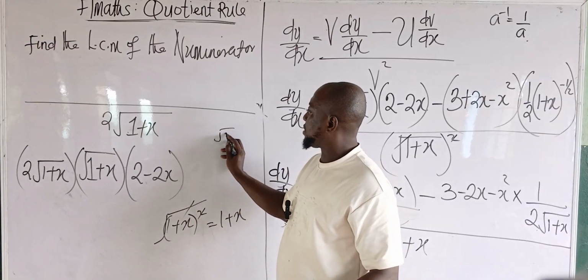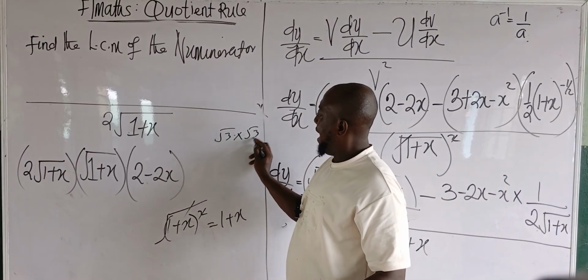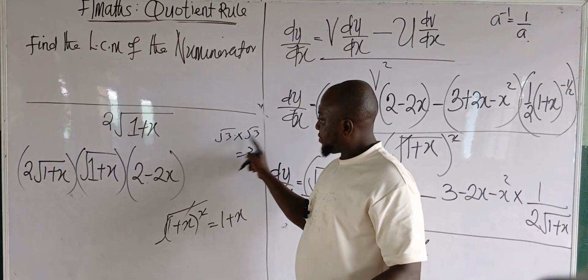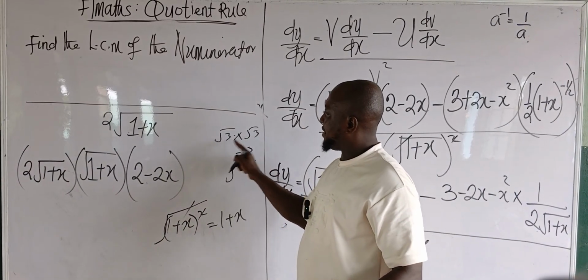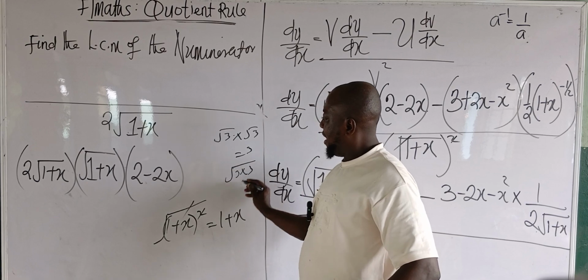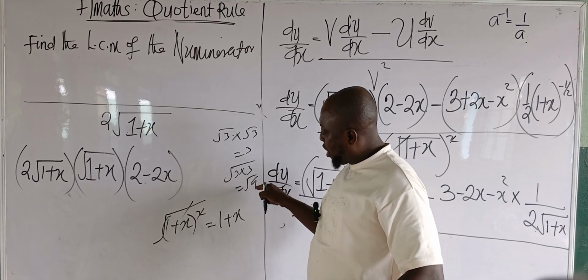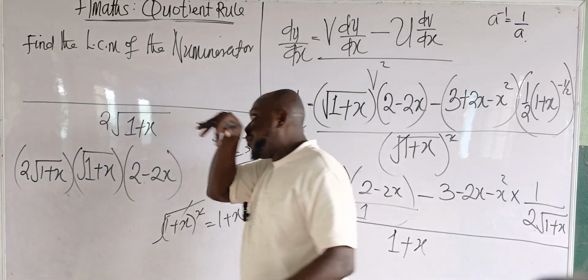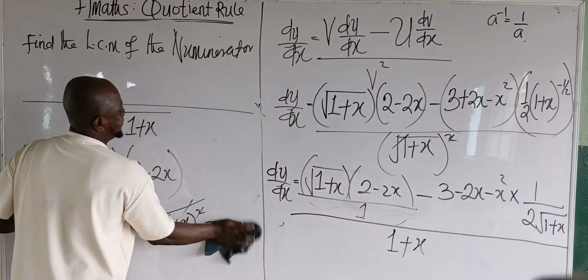Like this, when you have root 3 here times root 3 here, the answer is 3, obviously. But if you don't want it like that, what is the square root of 3 times 3? I'm having 9. What is the square root of 9? It's 3. So it's the same thing, depending on which one of them you want.